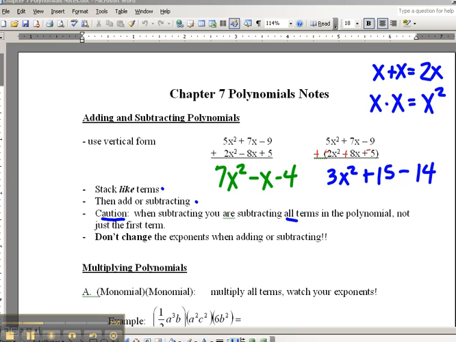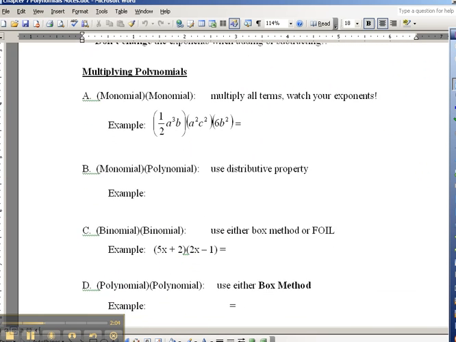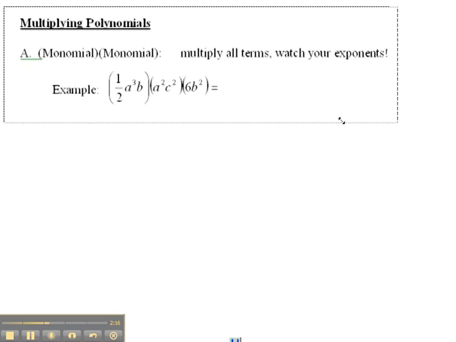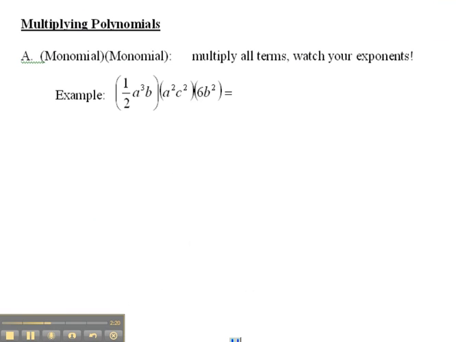Okay, let's take a look at the multiplying section. There's 4 different methods for multiplying that we've all learned. Let's take them a step at a time. First, you guys learned how to multiply a monomial times a monomial. You did that in lesson 7-6. A monomial multiplied by a monomial.